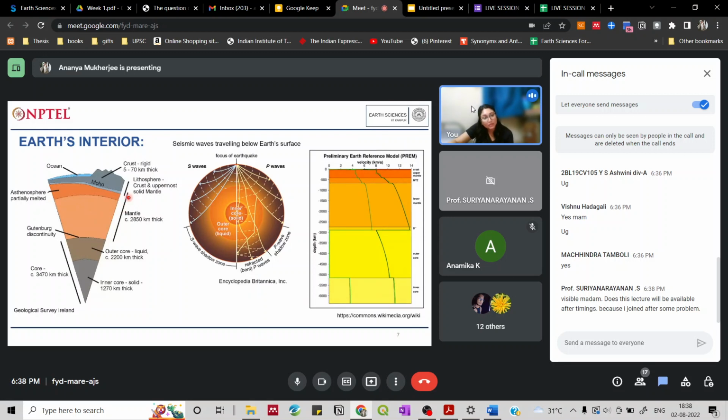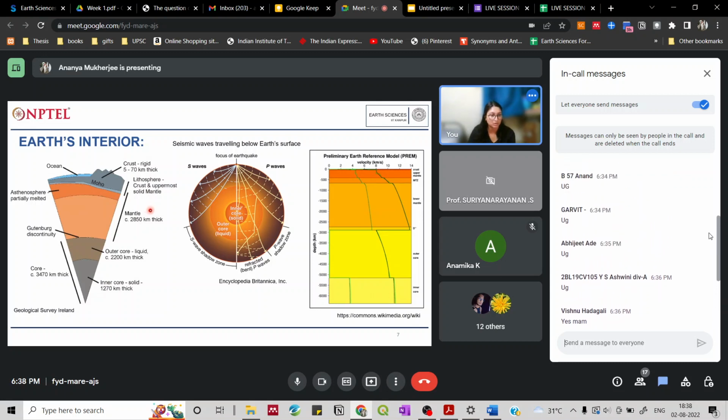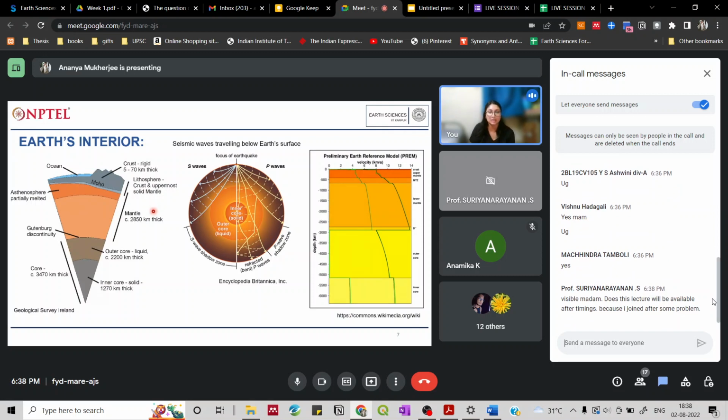Any other query you have regarding the discontinuities? I'm not sure who asked the question. There was no name as such. Ashwini. Okay, Ashwini, is it clear now? Discontinuities? Just type in the chat. It's okay.